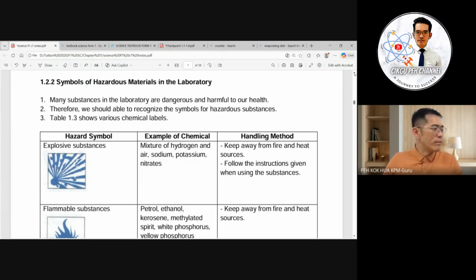Okay, so number 1. Okay, so Catherine, we are back to our notes already at 1.2.2, related to symbols of hazardous material. Many substances in the laboratory are dangerous and harmful to our health. Therefore, we should be able to recognize the symbols for hazardous substances. Okay, so what is meant by hazardous?